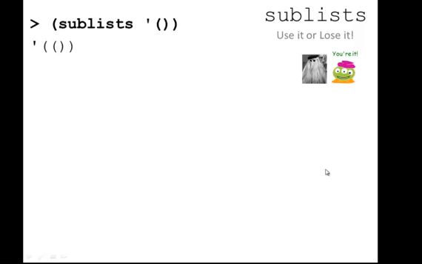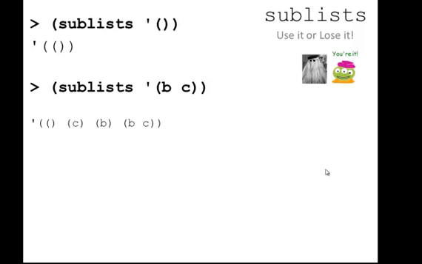As practice for use it or lose it, we're going to write the function sublist. First, we're going to look at some test cases for it. So sublist of the empty list should return a list with an empty list inside of it. Sublist of the list BC should provide all of the sublists of B and C. So that's the empty list, the list with just C, the list with just B, and the list with BC.